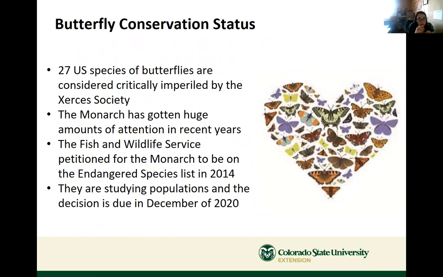27 US species of butterflies are labeled by Xerces Society as being critically imperiled. So that means they're not quite endangered, but they're kind of on their way.